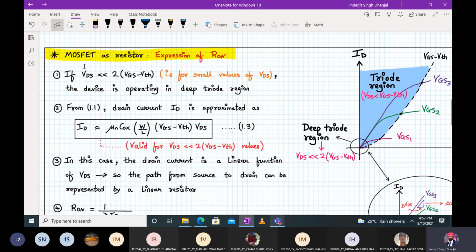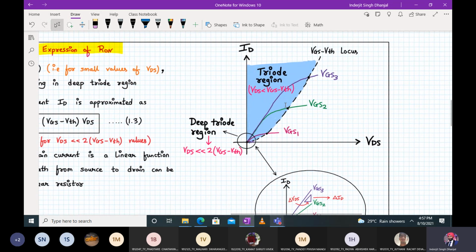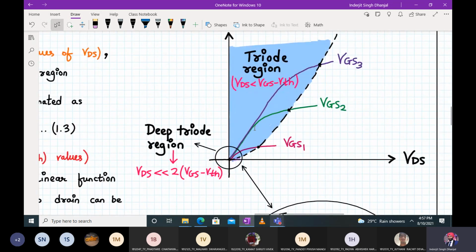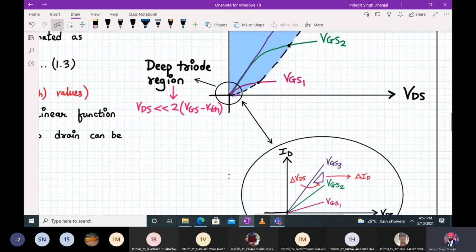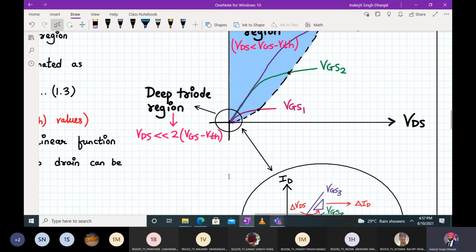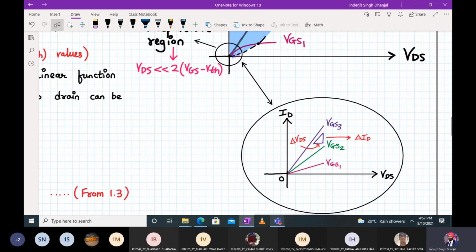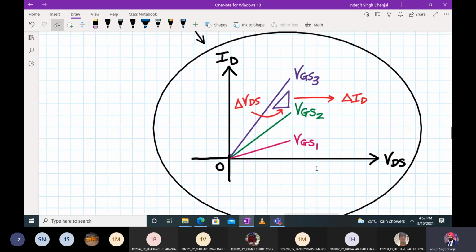So how can your MOSFET be used as a resistor? We'll derive the expression of R on. Let me go back to these characteristics. We have seen them, and in the deep triode region, whenever VDS is less than or equal to twice VGS minus VTH, my MOSFET operates as a resistor. Let's expand this section and see what it looks like. For very small values of VDS, VDS can be as small as 0.2 volt or 0.15 volt, very, very small.